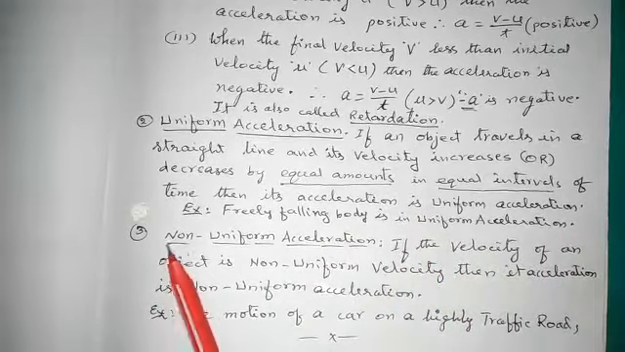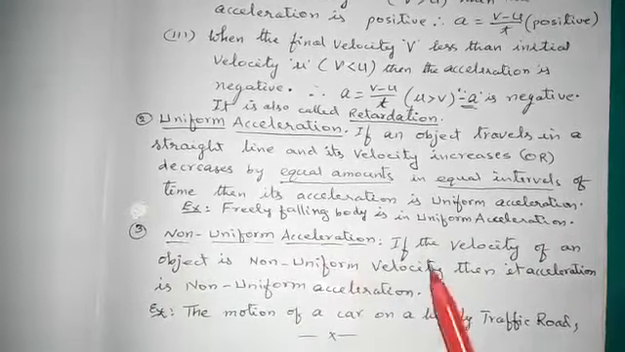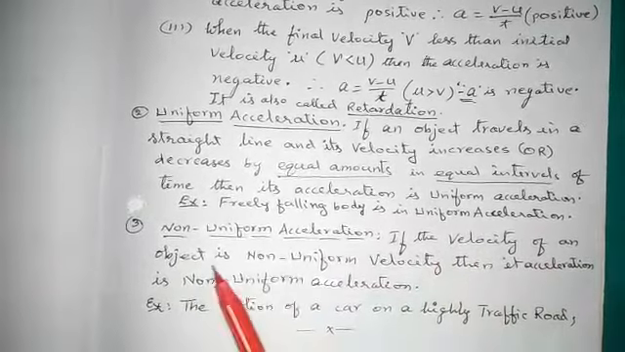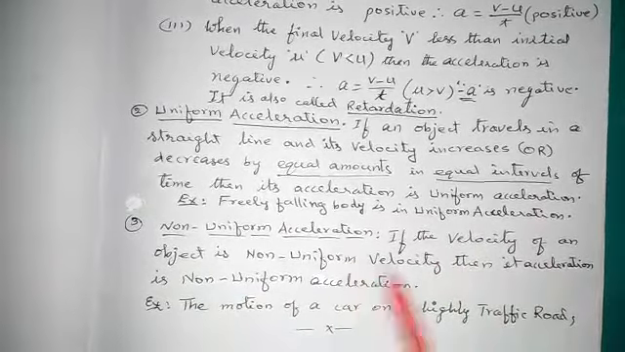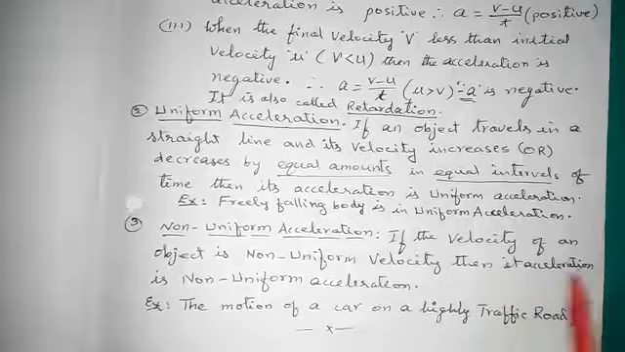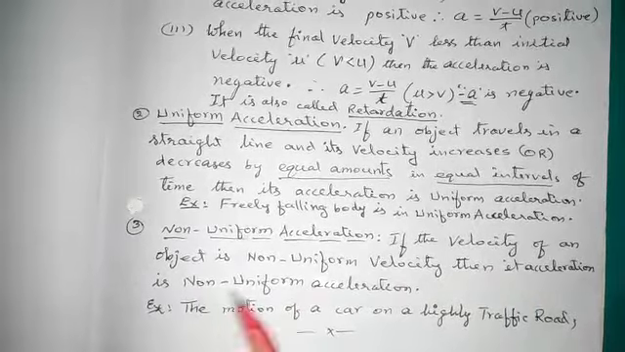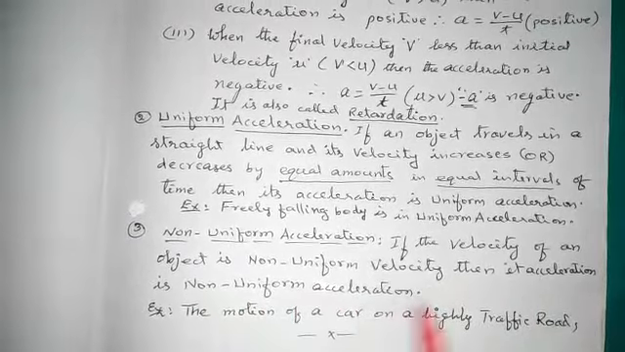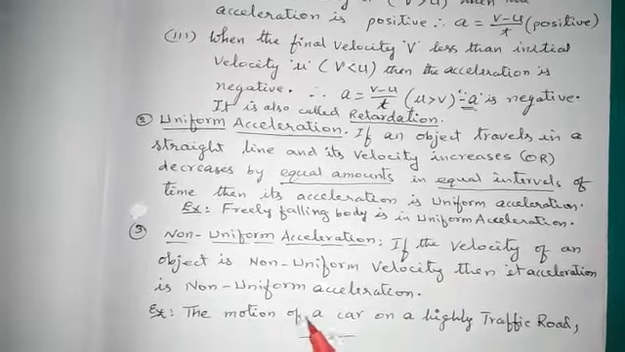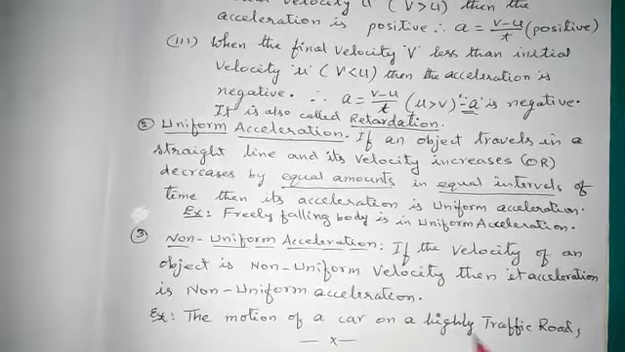Now the second one, non-uniform acceleration. If the velocity of an object is non-uniform, then its acceleration is also non-uniform acceleration. Example, the motion of a car on a highly trafficked road.